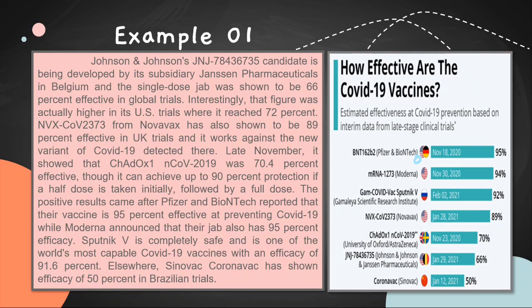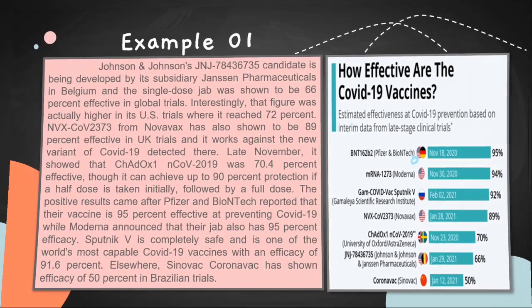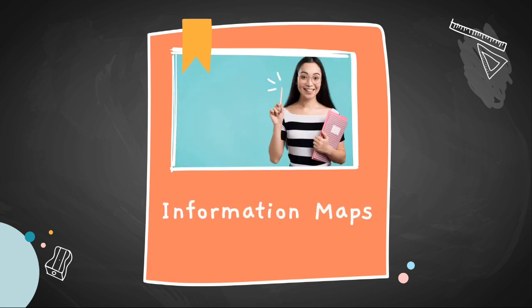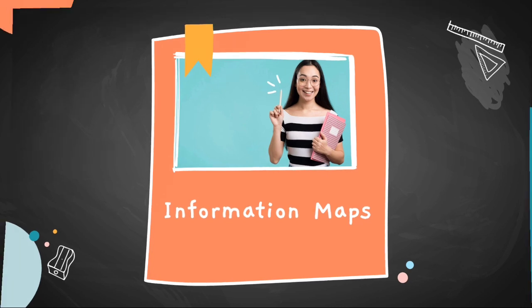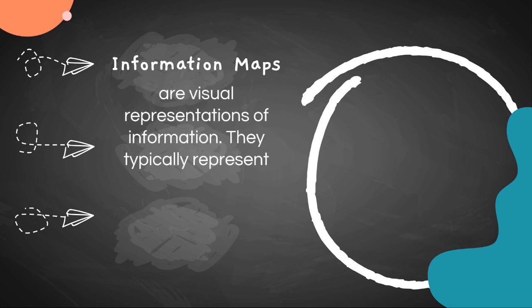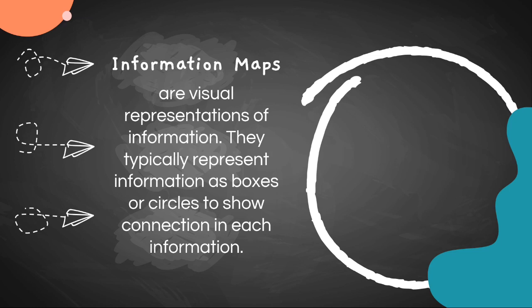My dear grade 8 learners, is everything clear now? The visual-verbal relationships found in tables and graphs. This time, let's have information maps. So, what are information maps? Information maps are visual representations of information. They typically represent information as boxes or circles to show connection in each information.